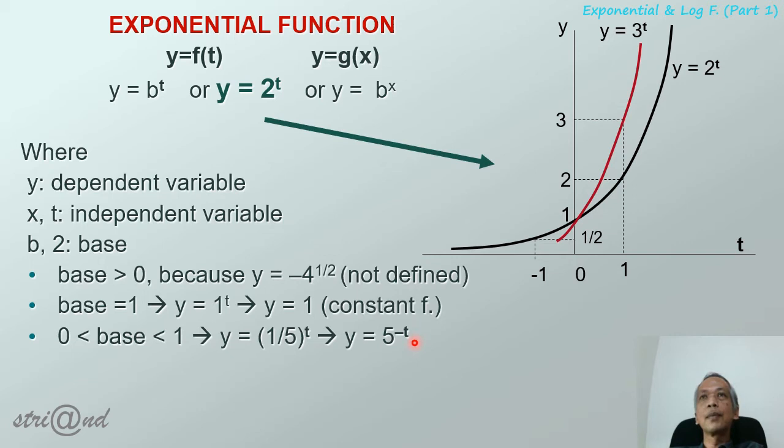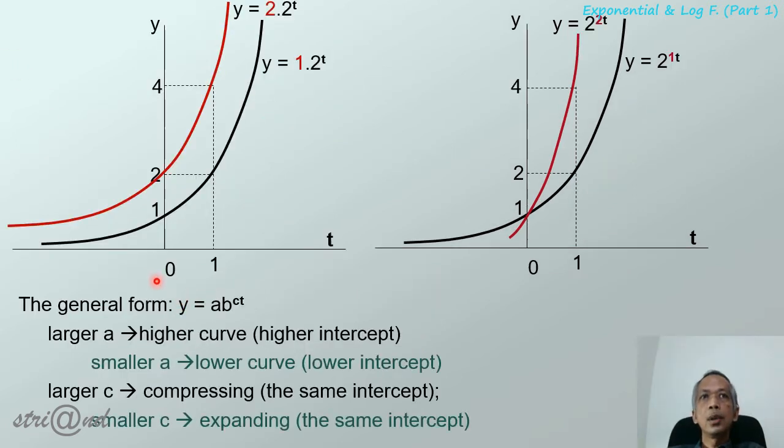it will be simpler if we write it as y equals 5 to the power of negative t. In a more general form, the exponential function can be written as y equals a b to the power of c times t. The b here is the base, for example 2 here, and the c here is like the coefficient of t. So the coefficient here, the c here, is multiplied by t, and then a here is 1 in this example. Okay, so 1 is the a, 2 here is the b, and then in this example the t is multiplied by 1, so the c here is 1.